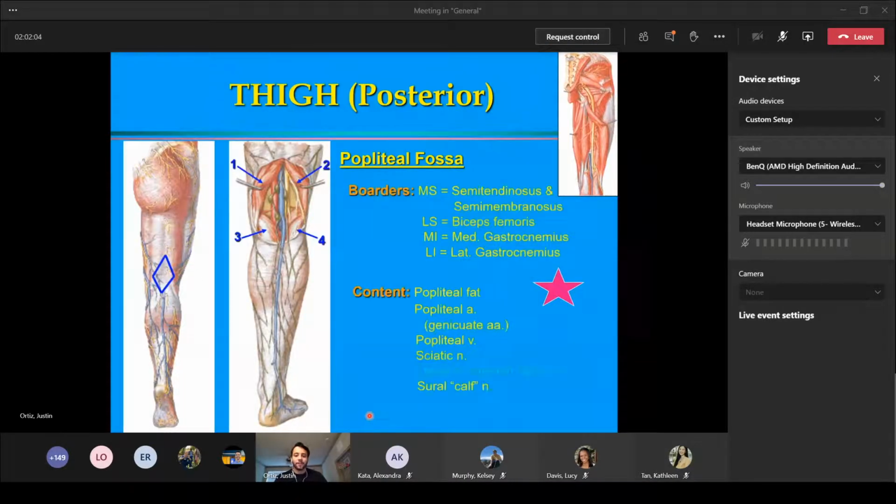Okay, this popliteal fossa is 100% high yield. I would know this for sure. If you know where these muscles are, the borders are going to make perfect sense.